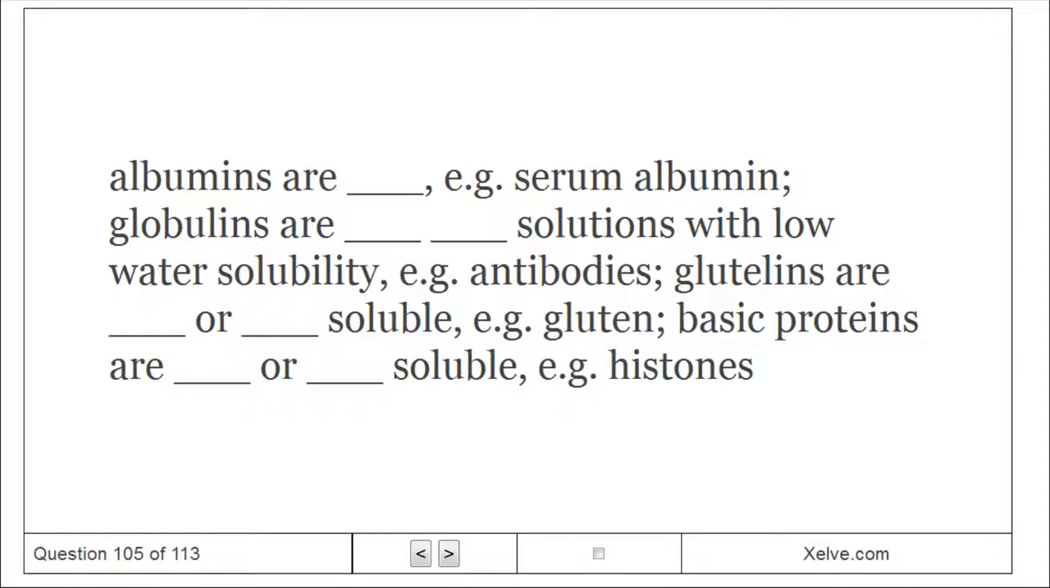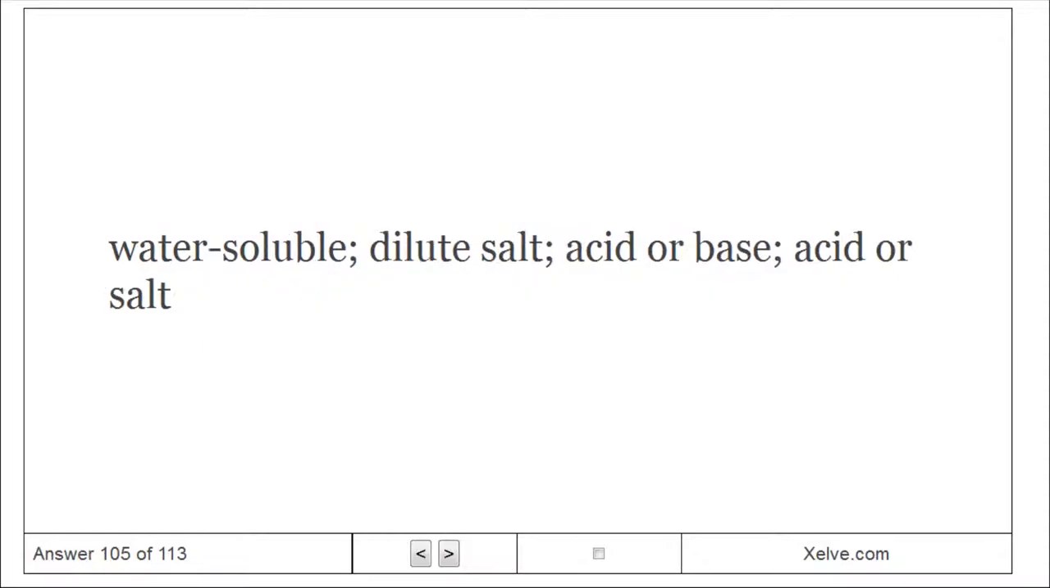Albumins are water soluble, e.g. serum albumin. Globulins are dilute salt solutions with low water solubility, e.g. antibodies. Glutelins are acid or base soluble, e.g. gluten, a basic protein.